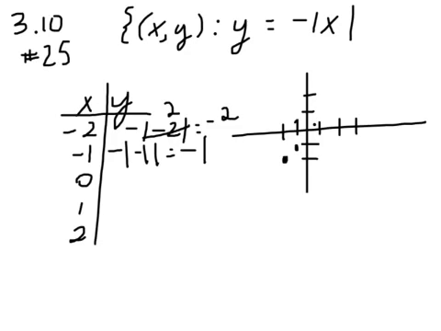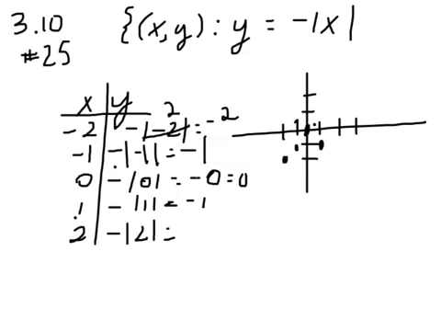Okay? Then we got the negative absolute value of 0. The absolute value of 0 is 0, but that's just 0. So we got 0, 0, which is right here. Okay, then we've got the negative absolute value of 1. Well, that's -1. So that's the point 1, -1. Oh, that's right here. Let me make that one a little bit bigger too. Now on 2, the y value is the negative absolute value of 2, which is -2. So you got the point 2, -2.